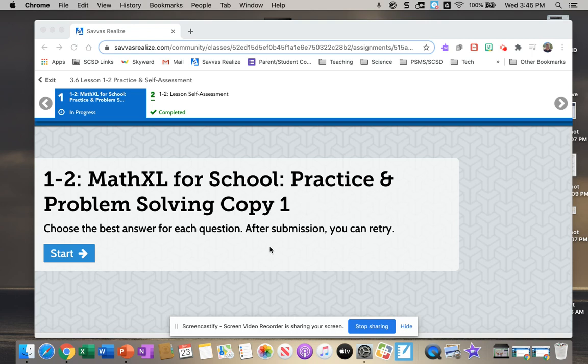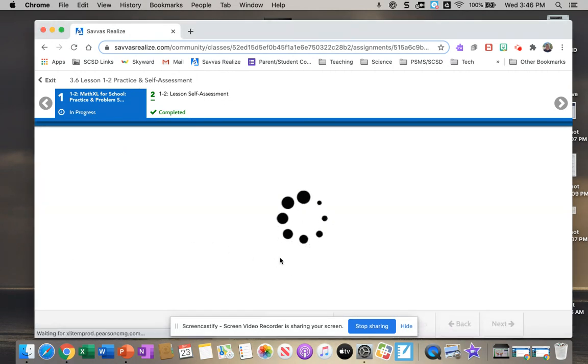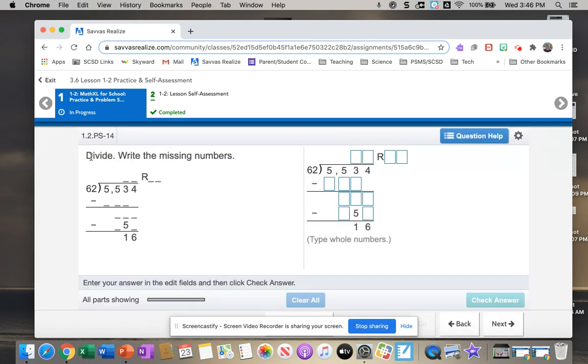All right, let's go over a little bit of dividing decimals, specifically on the entry using MathXL. So we get started on the assignment, and let's see, what do we got here? Okay, the first problem, that's question 14 from the workbook, is divide, write the missing numbers, and we're doing 5,534 divided by 62.